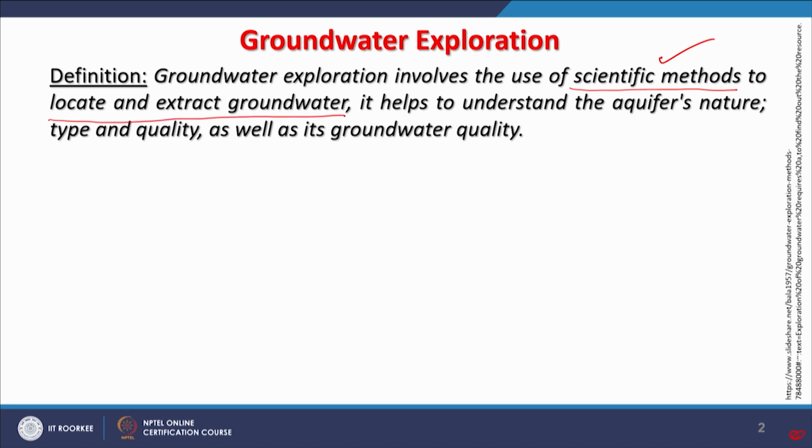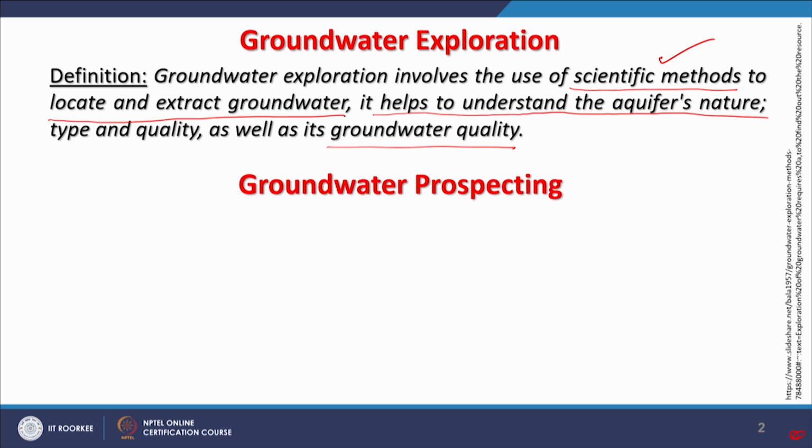It tells us how much water we will get if we find a location of water, and groundwater exploration also helps us to understand the aquifer's nature, aquifer characteristics, and the type and quality of water. That is another important thing. There might be some groundwater, but if the quality is poor, then we cannot use it for human consumption or even for agriculture. So, groundwater quality is very important, and of course the quantity, which is how much water can be extracted, is also involved in groundwater exploration.